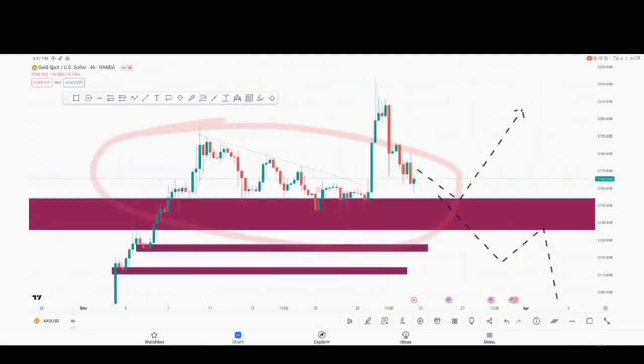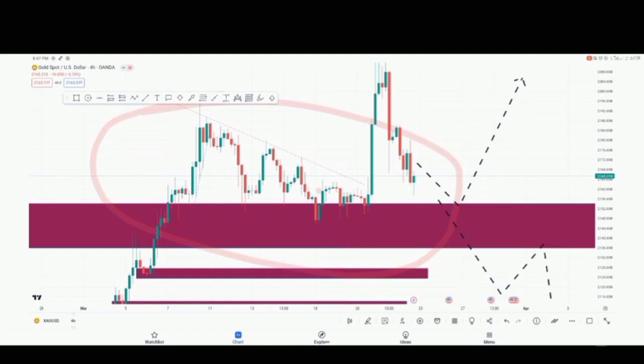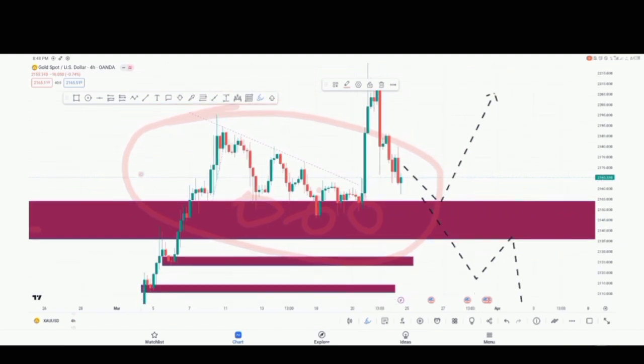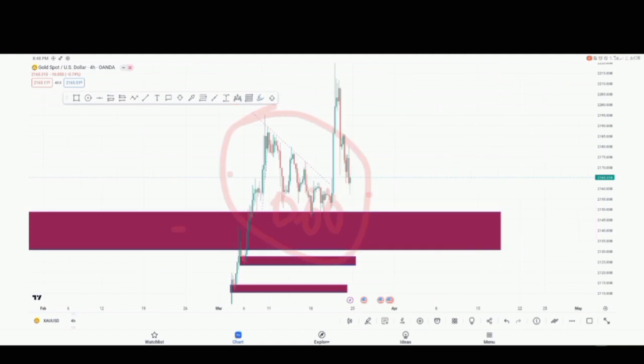If we carefully analyze this, we'll see that price has retested this support zone. This is the first one, this is the second one, and this is the third one, before moving to the upside. So what we are expecting for the 4 hours on XAU is still not very different from the daily time frame. We are expecting price to move downward to this support zone, rebound, and then continue upward.